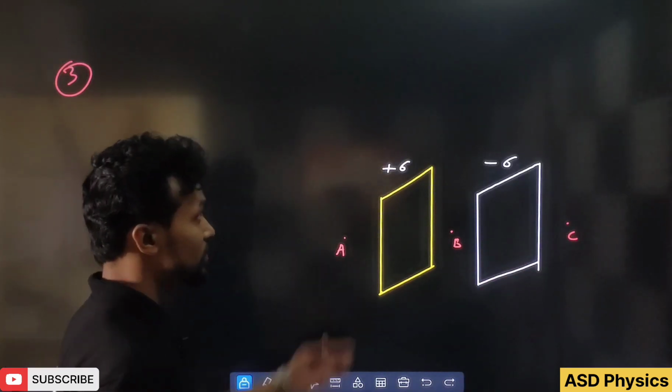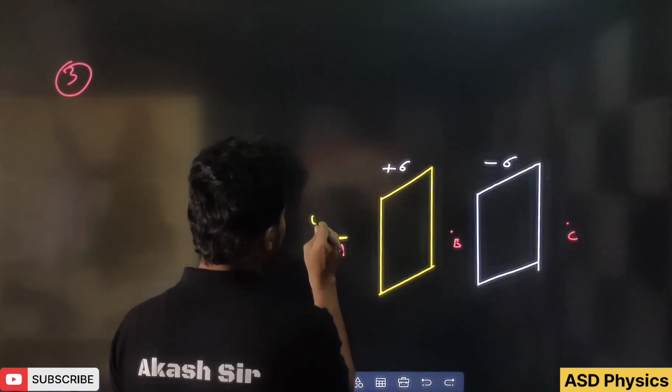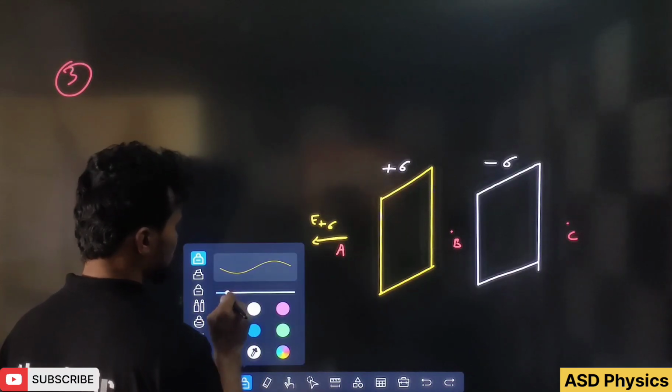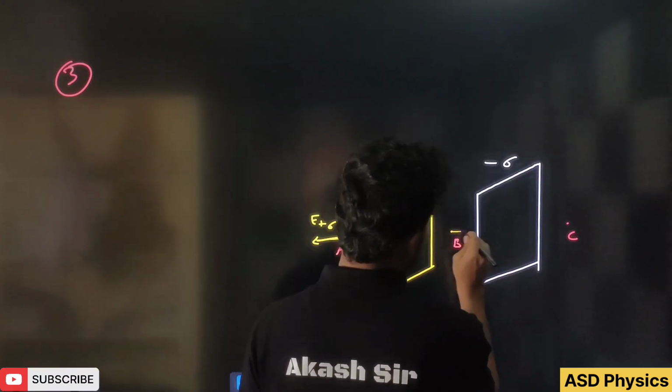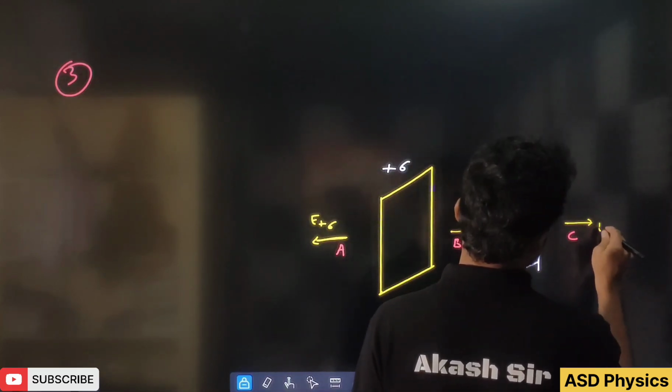Let me draw here the electric field. Which one is there? Positive charge. So positive charge means always away. So this is here E plus sigma. Let me decrease it somewhat. After that, here also away. This one E plus sigma. Here also at point C also away, E plus sigma.